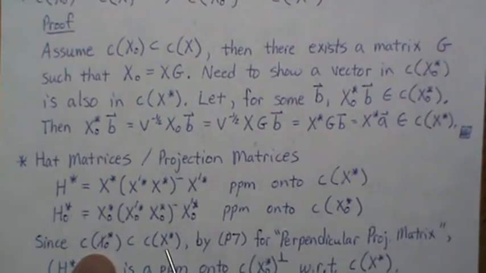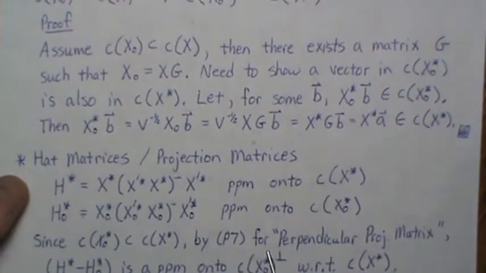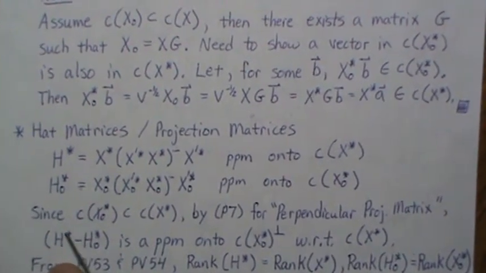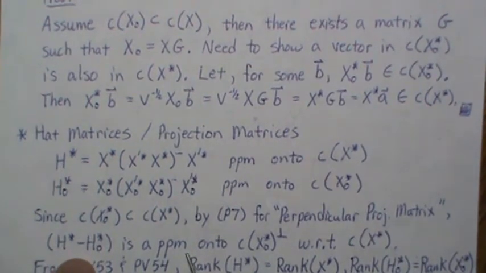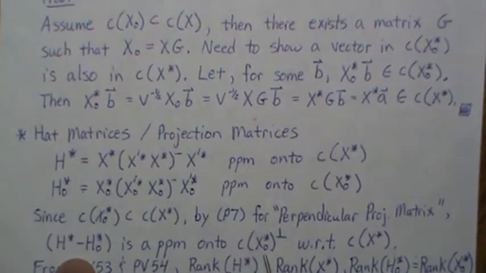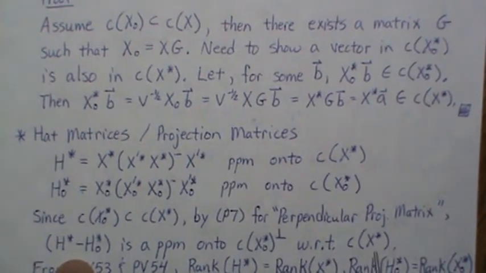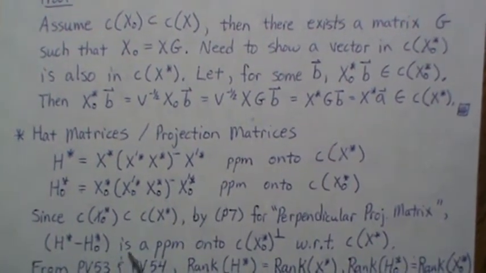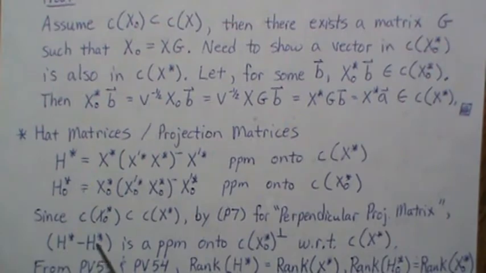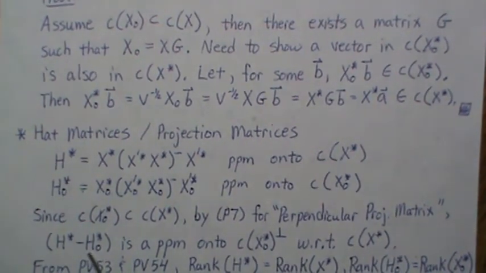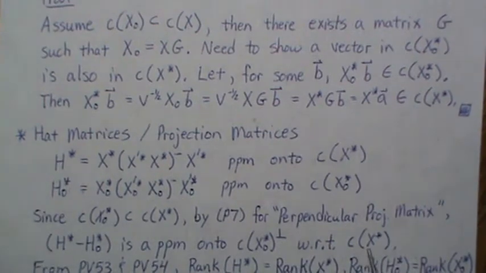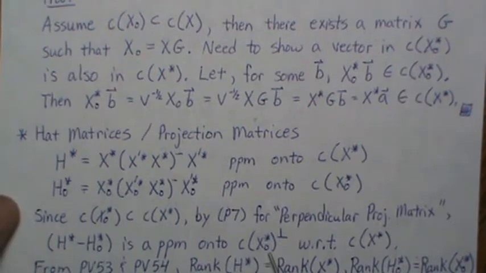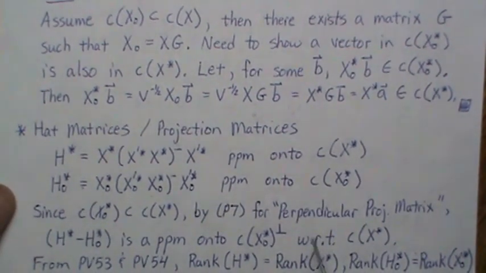The column spaces are. Now by property 7 in a video I have called perpendicular projection matrices, that means this is a perpendicular projection matrix. It's actually onto the orthogonal complement of the column space of X naught star with respect to the column space of X star. So what that means is, if there's a vector dangling out in space and we pre-multiply it by this perpendicular projection matrix, it forces it into this column space but perpendicular to this. It's a non-zero vector in this, perpendicular to this.